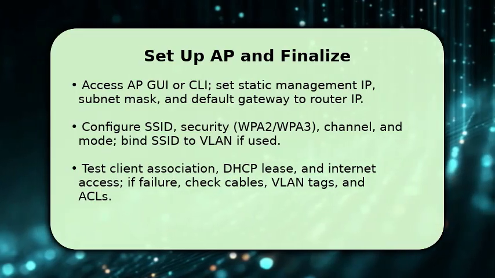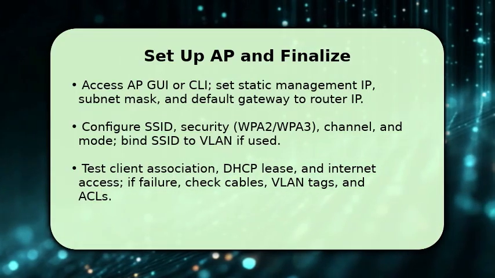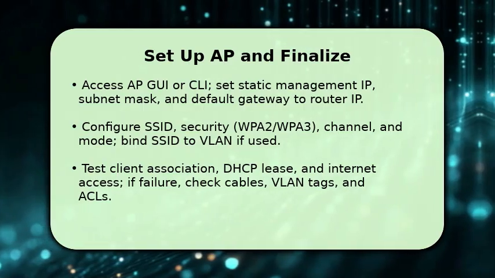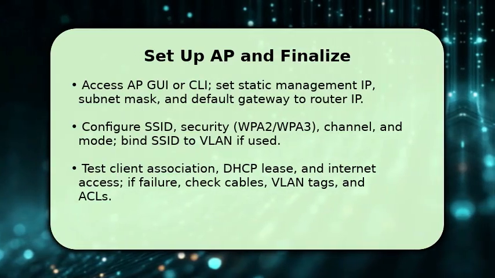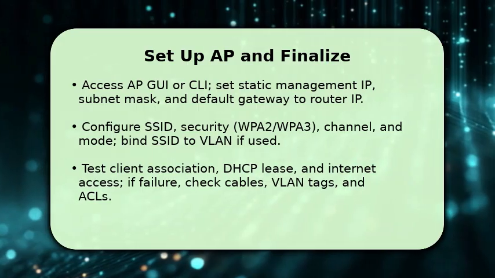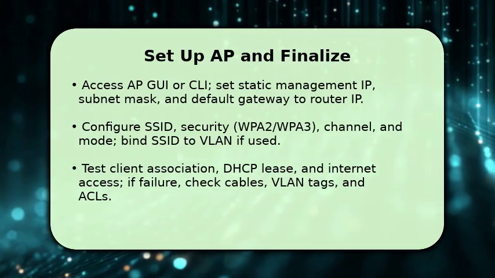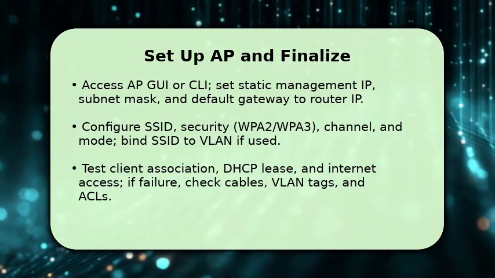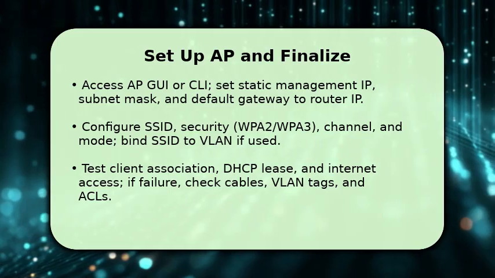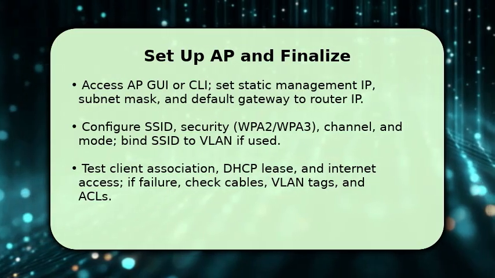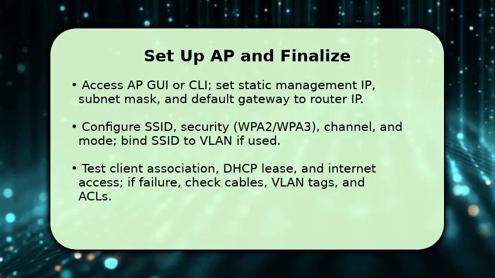Connect to the AP's GUI or CLI, assign the static management IP you reserved, set the subnet mask and router as default gateway, then create your SSID and apply appropriate security such as WPA2 or WPA3. If you used VLAN, bind the SSID to the correct VLAN and set the radio channel.